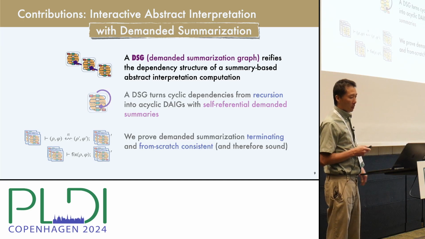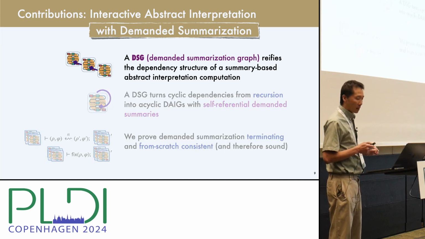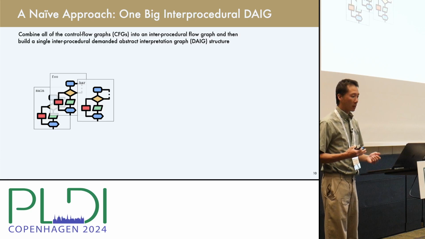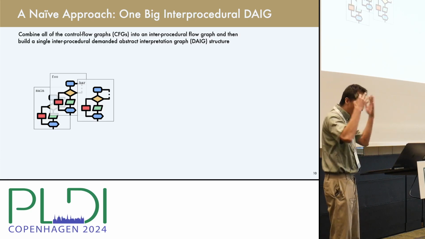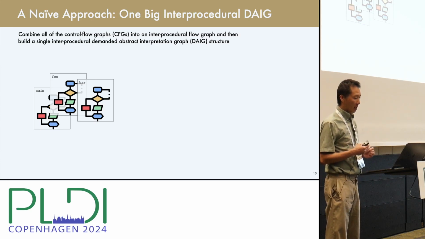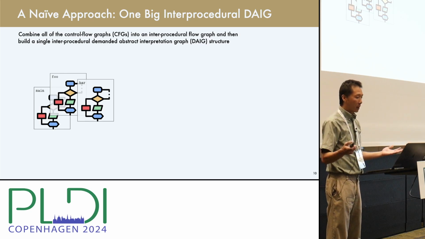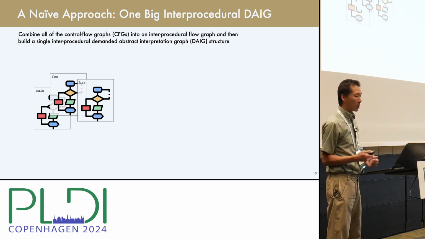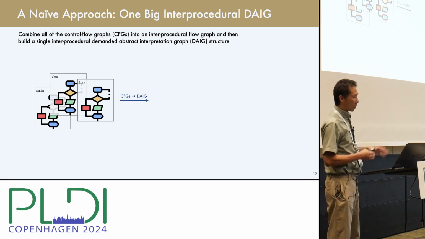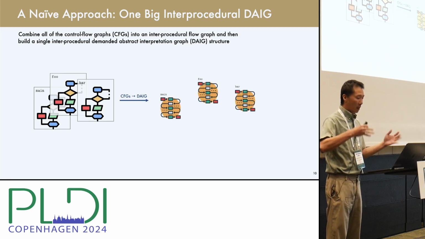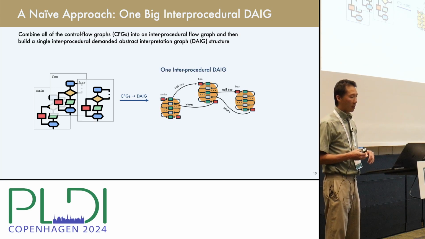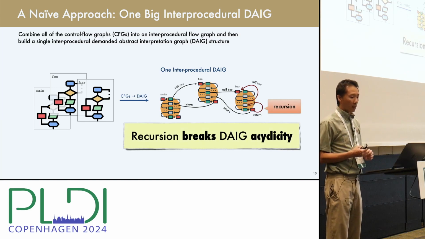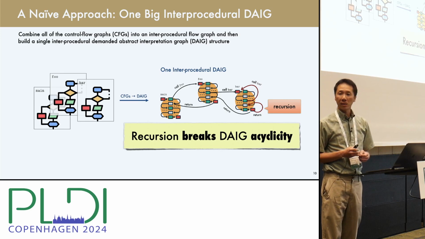Okay, so let me sketch the kind of idea here of a demanded summarization graph. Or I guess first I'm going to put out the naive approach, which is that we could build one big interprocedural DAG. Combine all the control flow graphs into one, conceptually an interprocedural flow graph, and then build a single interprocedural DAG structure. So take the CFGs from those procedures, their corresponding DAGs, and wire them together with call-return edges. Now, of course, we can't just directly do that with recursion. We're going to break that acyclicity invariant.